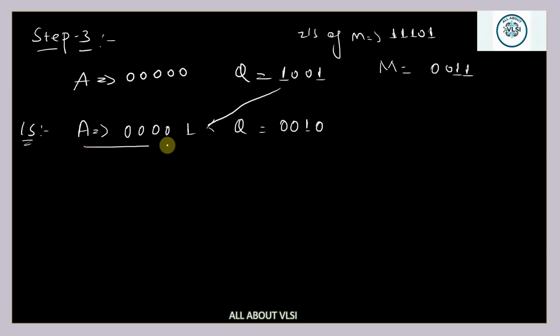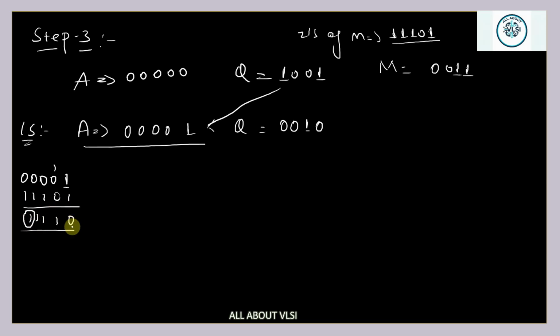Now I'm going to perform A with my M. I'm going to perform A plus 2's complement of M, that is nothing but A minus M, which is 00001 plus 11101. So what am I going to get? 11110. And you can see the MSB of your accumulator is equal to 1. That means it is a negative value.